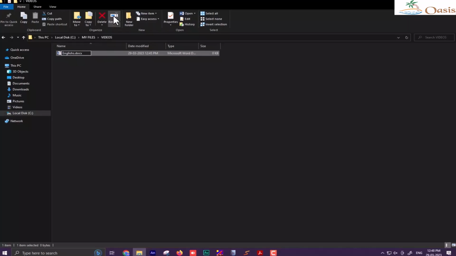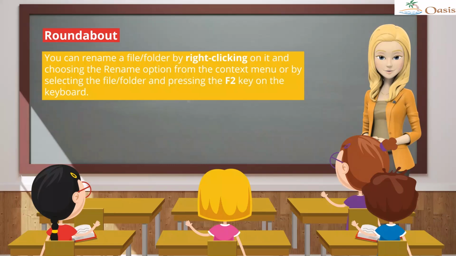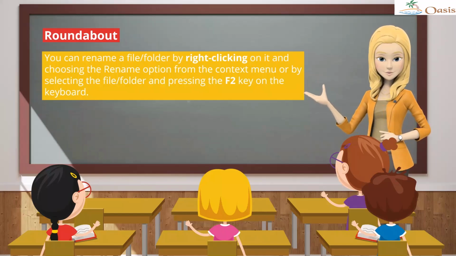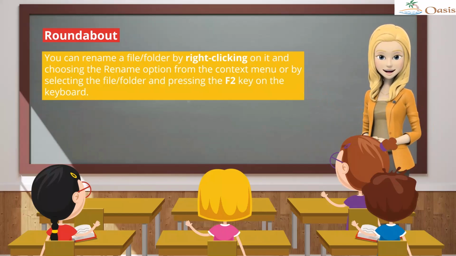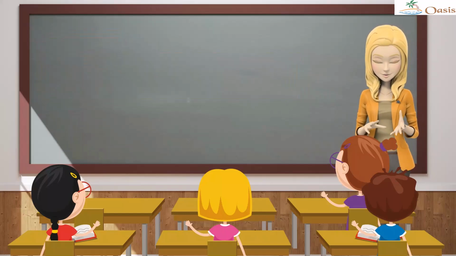A text box appears around the file name or folder name. Type the new name and press Enter. The file or folder is renamed. Roundabout. You can rename a file or folder by right-clicking on it and choosing the Rename option from the context menu, or by selecting the file or folder and pressing the F2 key on the keyboard.